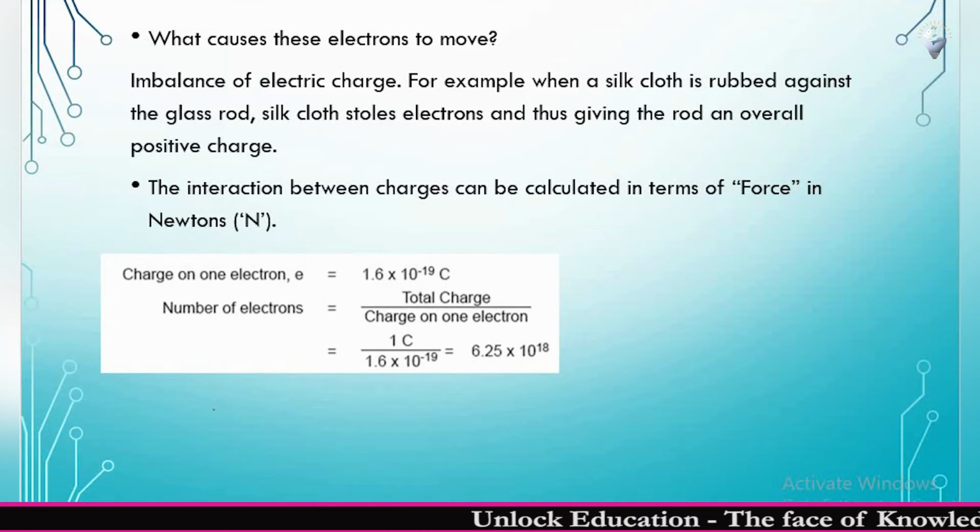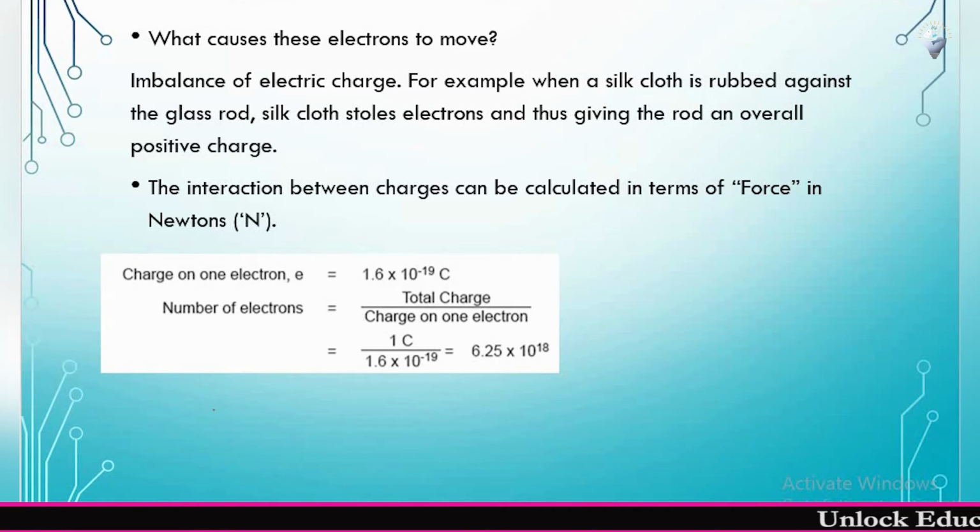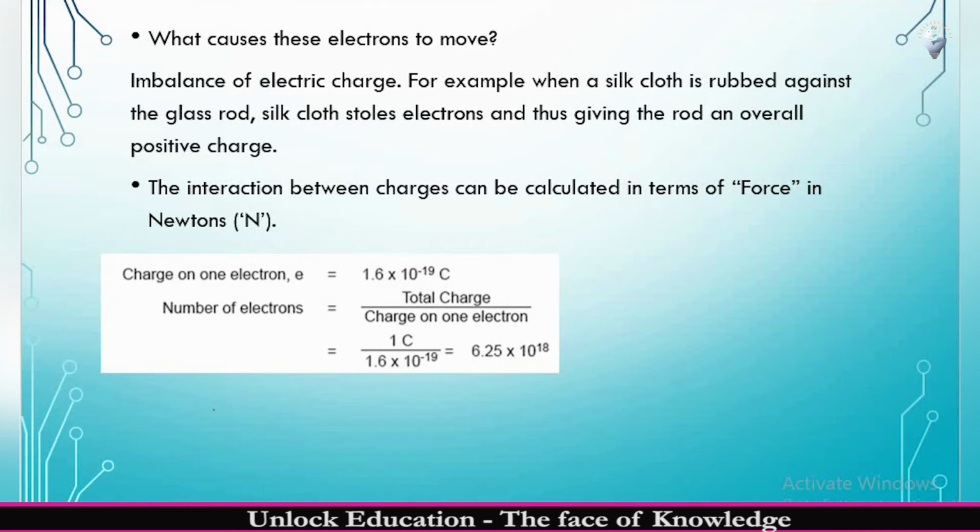Now, what causes these electrons to move? Imbalance of charges. Imbalance of charge means when there is a higher concentration of electrons on one side and a lower concentration of electrons on the other side, and the path is closed, then this imbalance of charges causes the electrons to move from higher concentration to lower concentration to attain equilibrium.